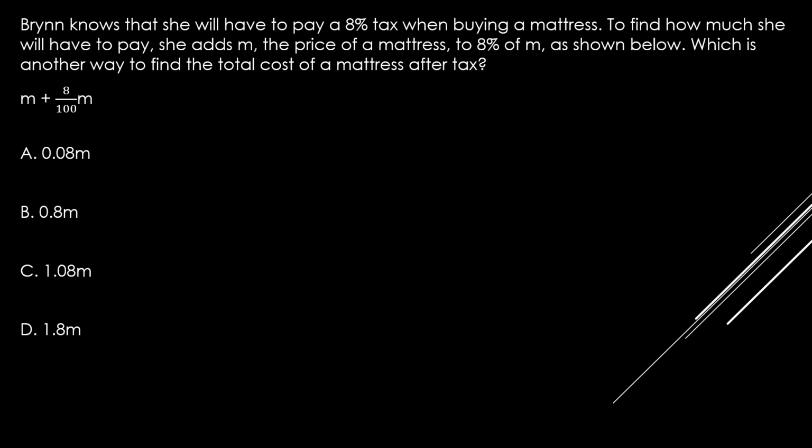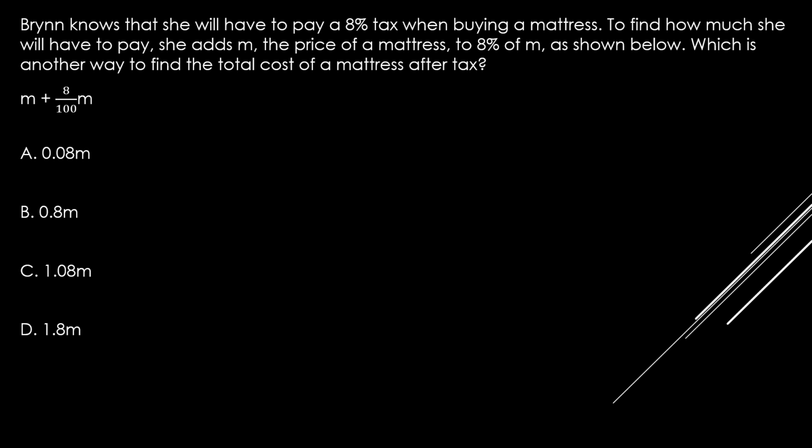Alright, next one. So Bryn here knows that she will have to pay 8% sales tax when buying a mattress. To find how much she will have to pay, she adds M, the price of the mattress, to 8% of M as shown below, which would be this equation here. So this is what Bryn used to figure out how much she'd have to pay for her mattress. We want to know what's another way that she could find the total cost after tax.